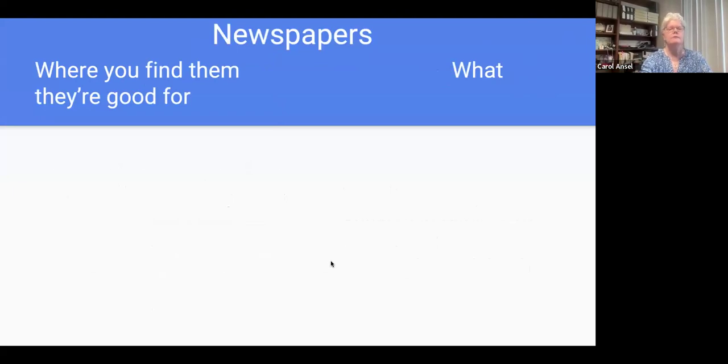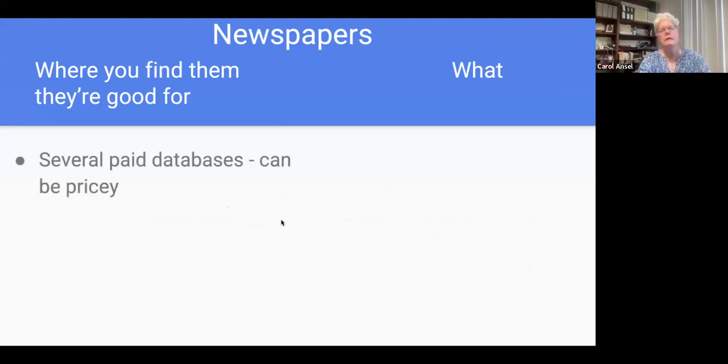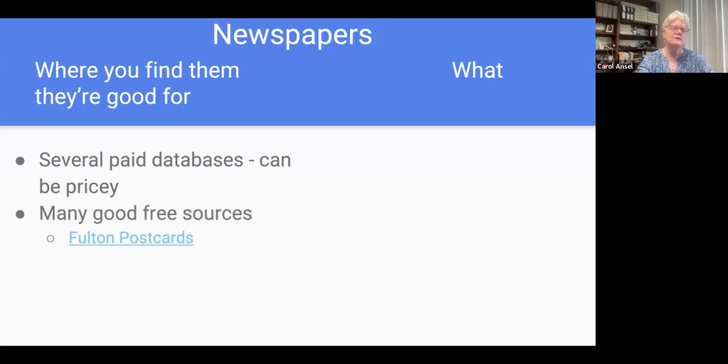Okay. All right, newspapers. There are a lot of paid databases. It would cost you a lot to subscribe to all of them. Newspapers.com is probably one of the best known, and you can add that for extra money to your subscription with Ancestry. If you are a Godfrey member, you get access to Newspaper Archive for free. There are a lot of good free resources too.